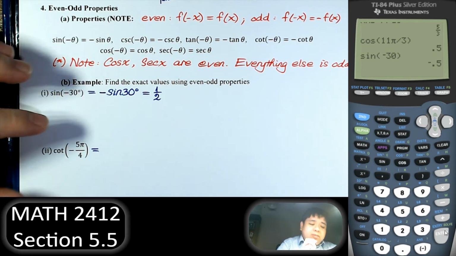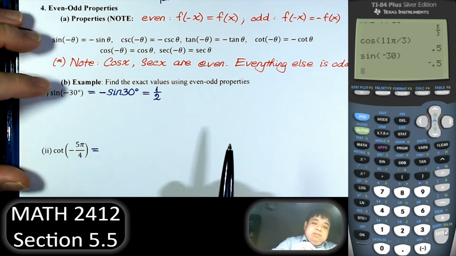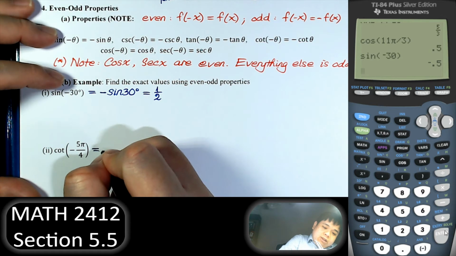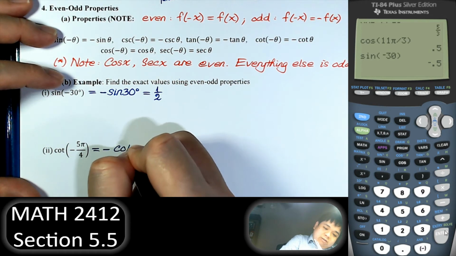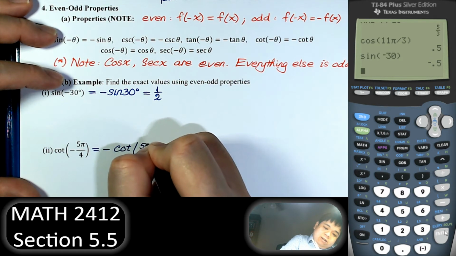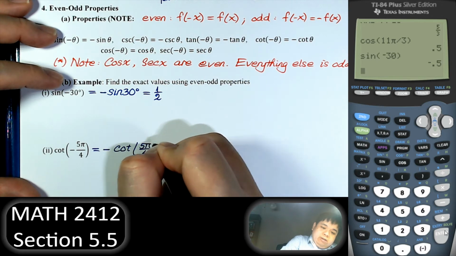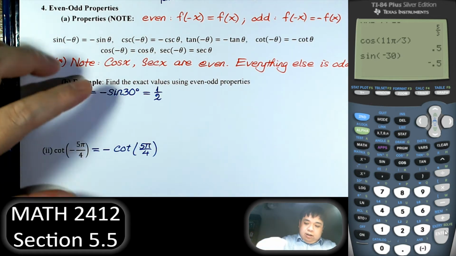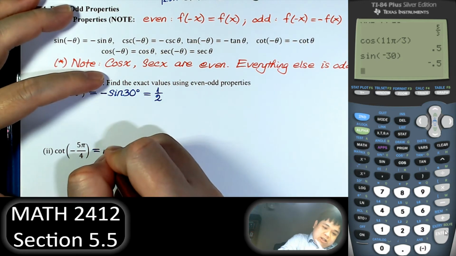Next, what is cotangent of negative 5 pi over 4? First, cotangent is an odd function. It is not cosine or secant. So this is equal to negative cotangent of 5 pi over 4. That's the first thing we can do, right? So the negative here is because cotangent is odd.